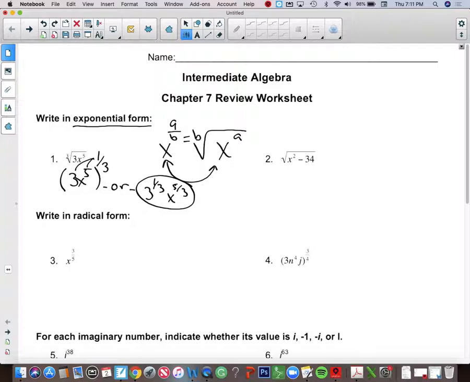Okay, so number 2, same thing, we have this square root over everything. So that means we need to put everything in parentheses, like this. And then a square root is the same thing as a 1/2 exponent. Okay, so there's a little 2 that's implied there. We don't usually write it there just because it's implied, kind of like the 1 in front of an x sometimes.